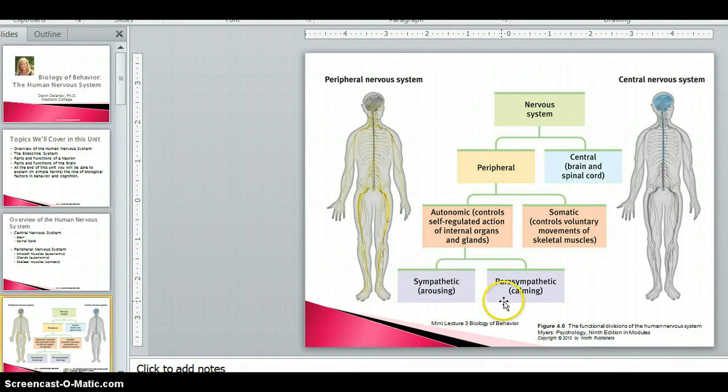In contrast, there's a compensatory system, the parasympathetic, that tends to help balance out and bring us back down and calm down our nervous system after it's been activated. So we have these two competing systems. One is arousing, one is calming.